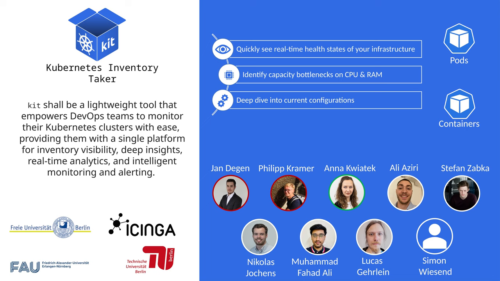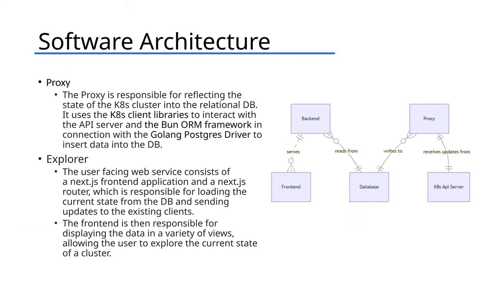KIT was supposed to be a lightweight monitoring solution that enables DevOps teams to quickly become aware of issues in their Kubernetes cluster and help diagnose them by giving a comprehensive overview, enabling fast exploration, and providing helpful hints. We did this by splitting our application into a proxy that is responsible for accessing the Kubernetes API, and a web server that we call the Explorer because it provides the UI to explore the state of the cluster.